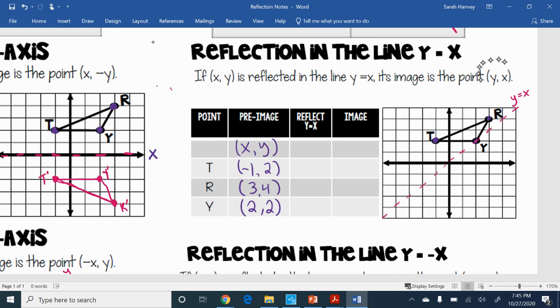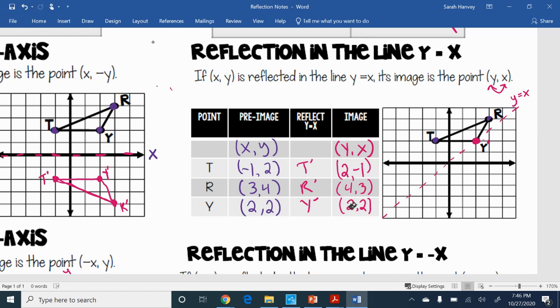All right, and then here is the rule. You just basically switch your x and your y coordinate. So that is your rule. You're going to have your y, then your x. So we're just going to straight up take all of these points and switch them. It was negative 1, 2. Now it's going to be 2, negative 1. It was 3, 4. Now it's going to be 4, 3. And that one's nice because it's already 2, 2. So it's not going to reflect, and you can see the point is actually on that line of reflection. So this is going to be Y and it's going to be Y prime.